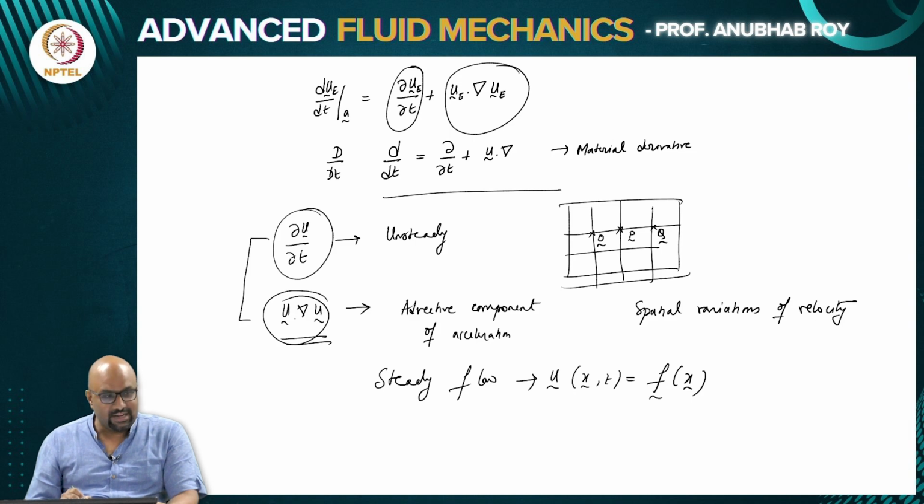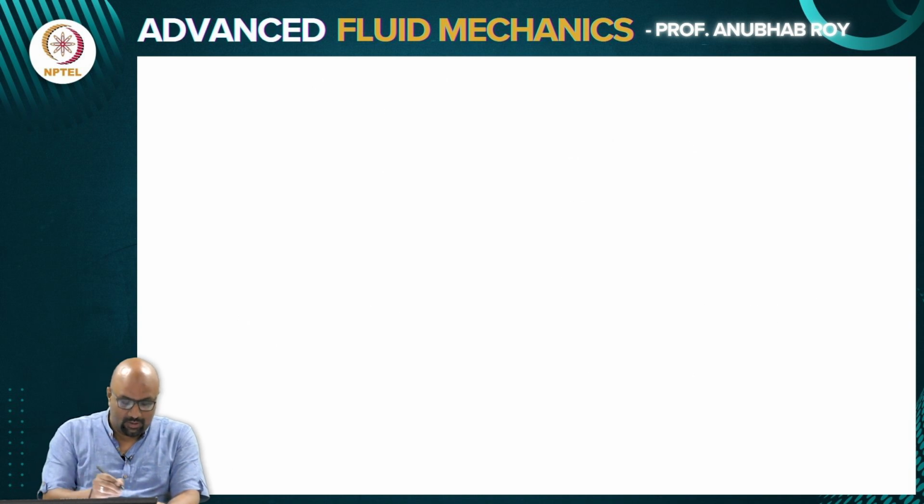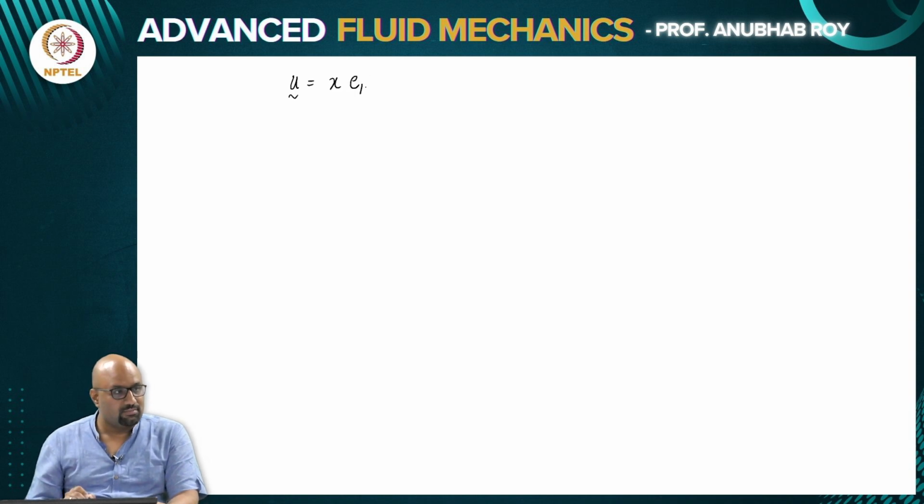So, if you have a steady flow, the acceleration at a given point is not guaranteed to be 0, because in a steady flow the velocity can still be a function of space. I will take an example. Let us say I take a one-dimensional velocity field, so u is along just one direction, a single 1D velocity field.